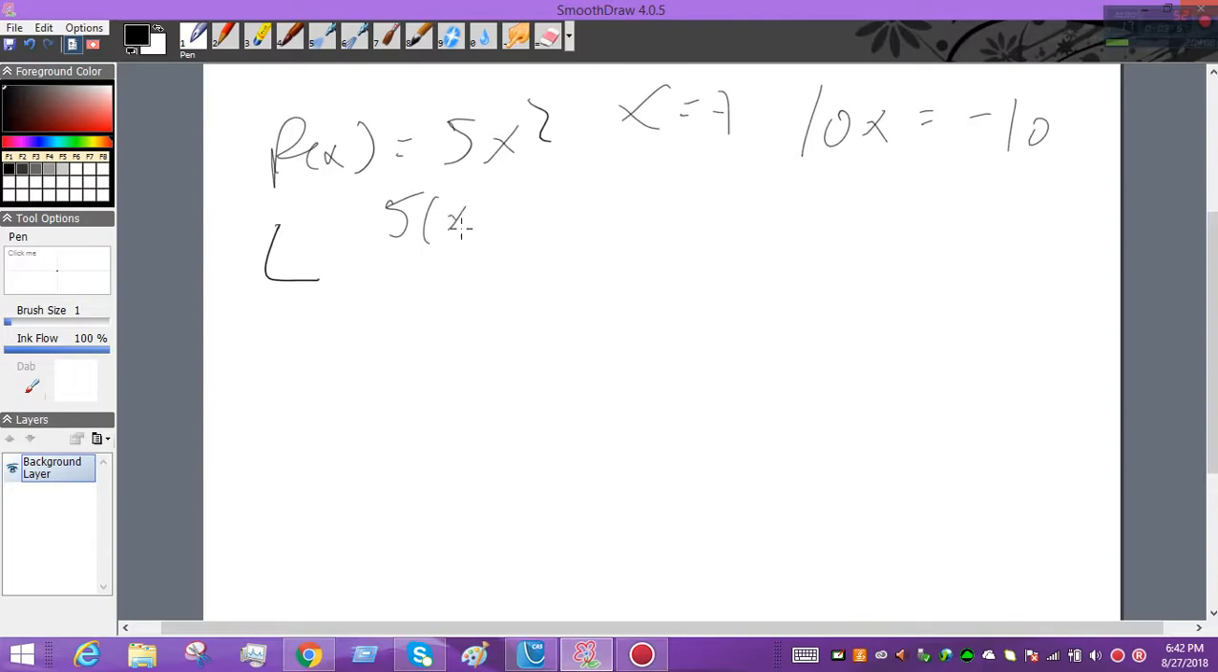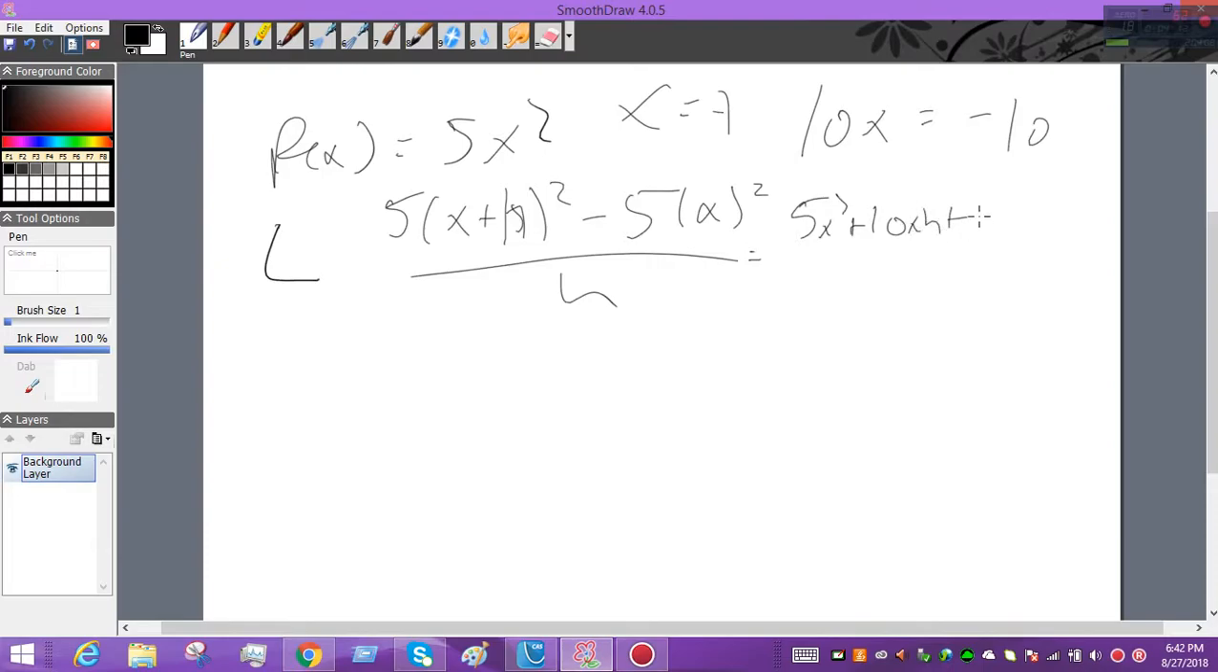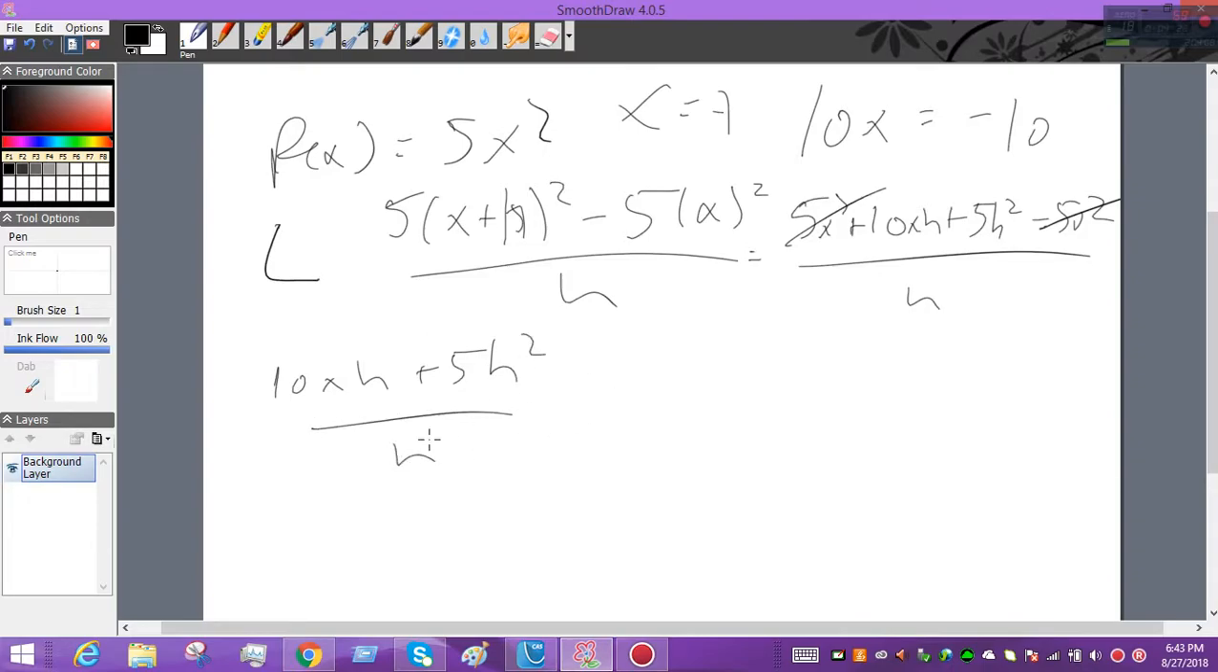So 5 times x plus h squared minus 5x squared, over h. Okay, we multiply these out. We get 5x squared plus 10xh plus 5h squared minus 5x squared, all of that over h. The 5x squared terms cancel out. We get 10xh plus 5h squared, all of that over h. Factor out an h.